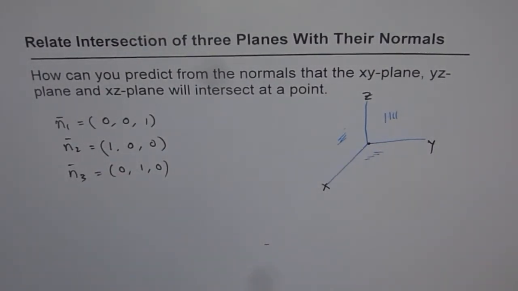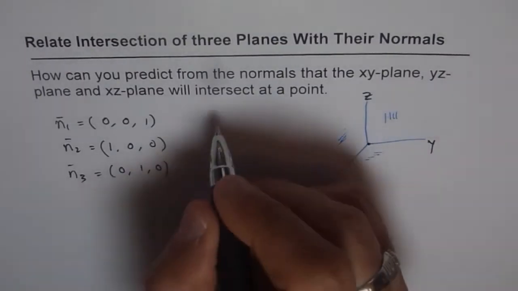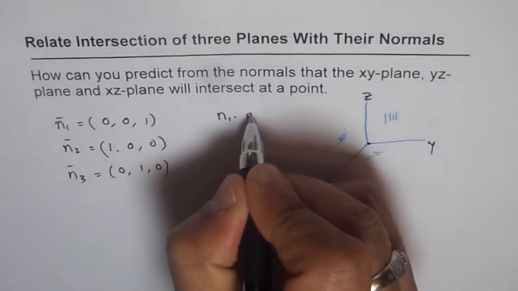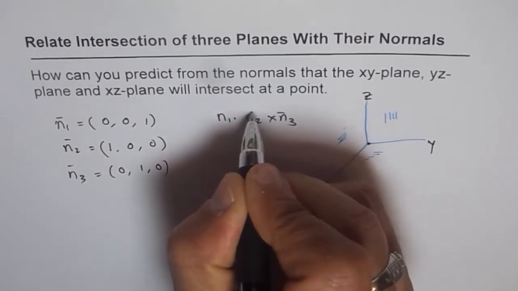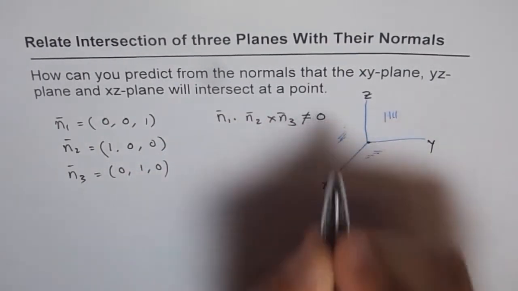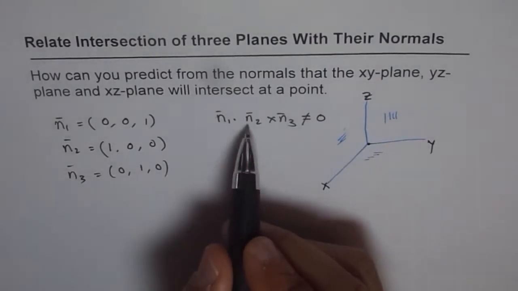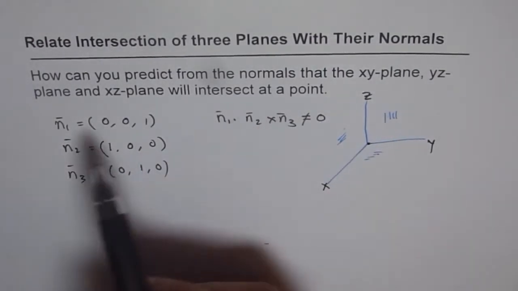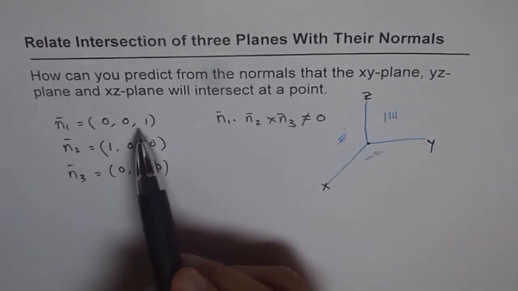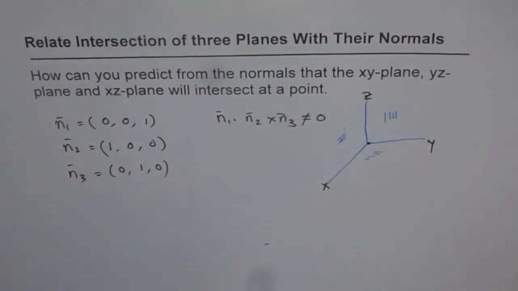Now we learned one thing, that intersection at a point is possible if the scalar triple product is not equal to 0. That means we need to prove that n1 dot n2 cross n3 is not equal to 0. If it is not equal to 0, then they intersect at a point, correct? That is what we have to prove. So let's figure it out. So what is n1 dot n2 cross n3? You can do the cross product of n2 and n3 and then do the dot product with n1 and get your answer, right? That's one way of doing it.